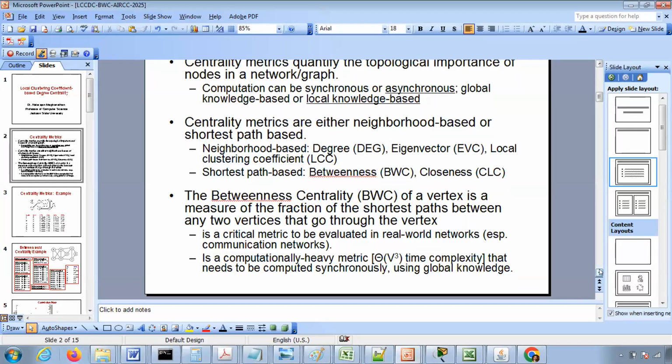Another thing, as I mentioned already regarding the terminologies, is that this needs to be computed synchronously. That means even if I want to compute the betweenness centrality of one vertex, we cannot find the value just for that one vertex. We have to run the algorithm across the entire network using the global knowledge, and we end up finding the betweenness centrality of all the vertices in the graph, even if you're not interested in the values for all of them. So its computation is typically synchronous in nature.